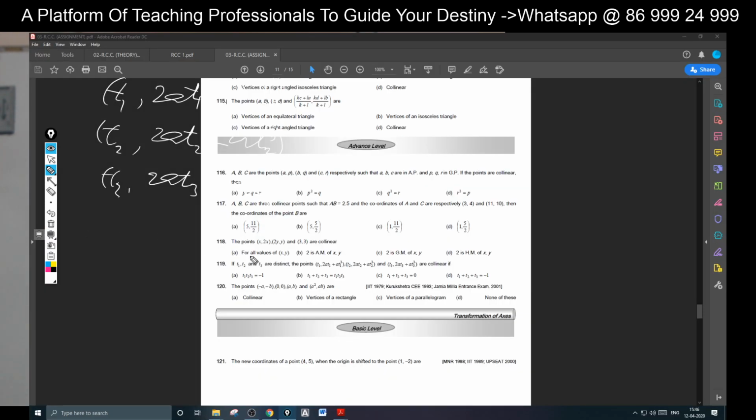Check it out once, whether the points are correct or not. T1, 2a T1 plus AT1Q. All are symmetric. That's correct. So, if you apply the concept of area of the triangle, it can be worked out. If you apply the concept of slope also, you can solve it.